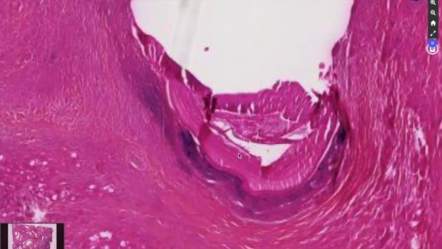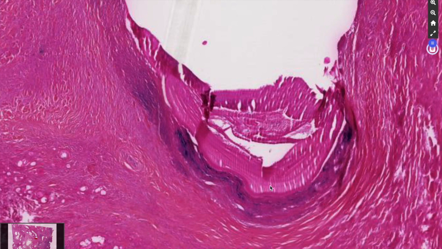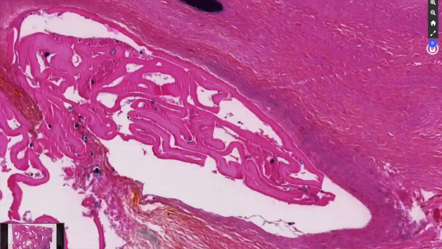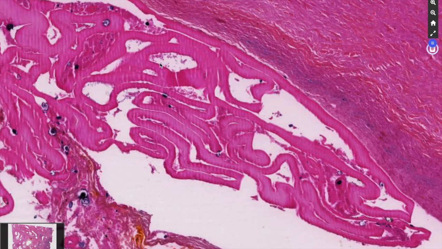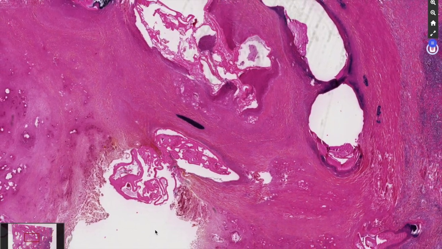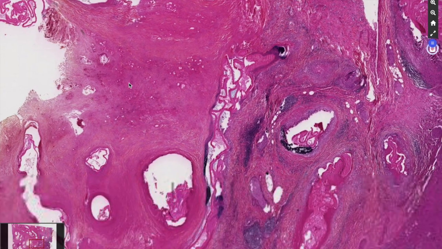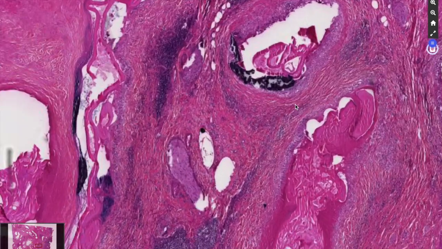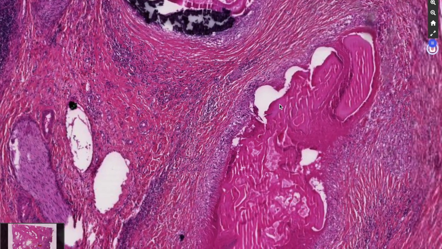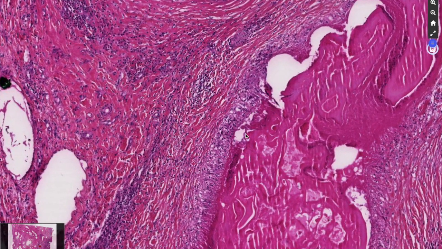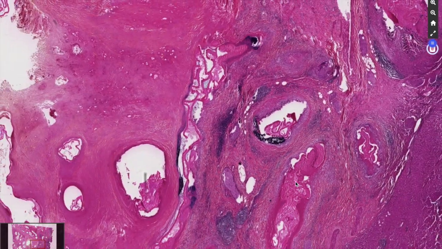You have here this lamellar material. When you go to other places, you still find this kind of eosinophilic material. At the border, you even have some kind of granulomatous reaction, macrophagic reaction around this eosinophilic material.